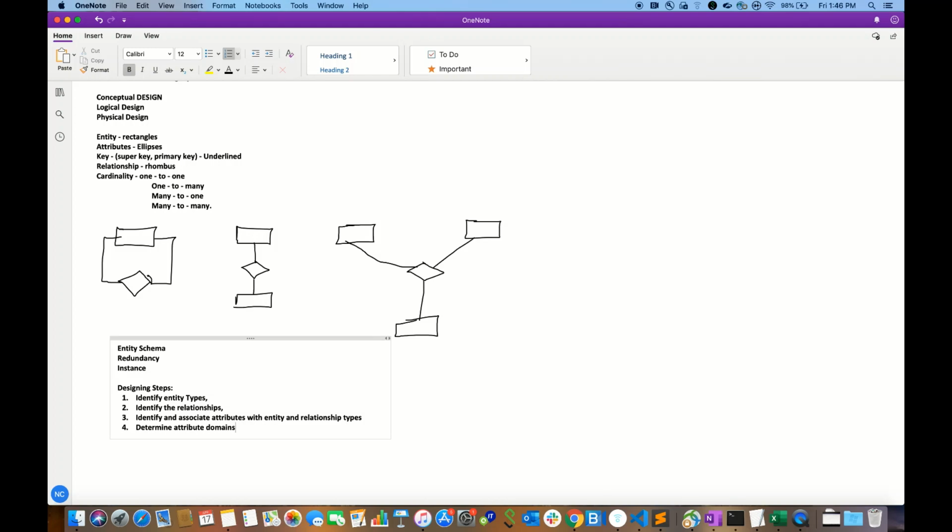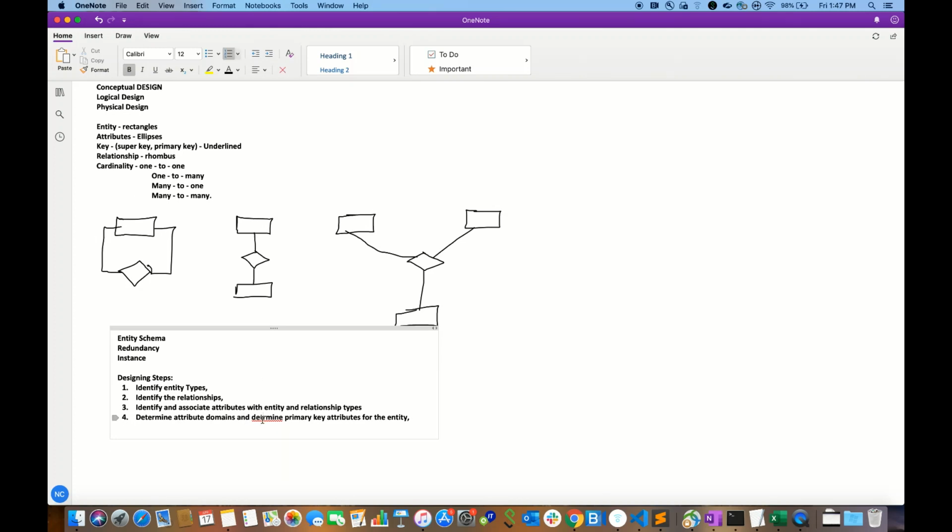Then we need to determine primary key attributes for the entity. And lastly, associate the cardinality ratio with the relationship types.